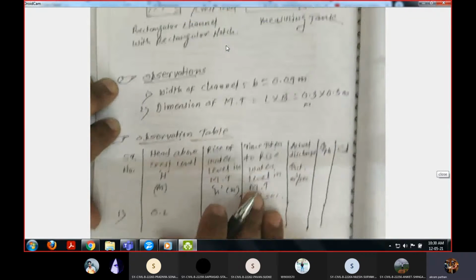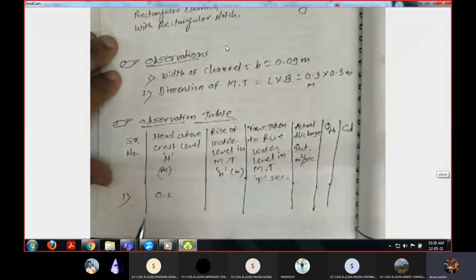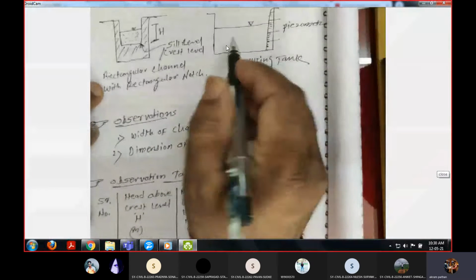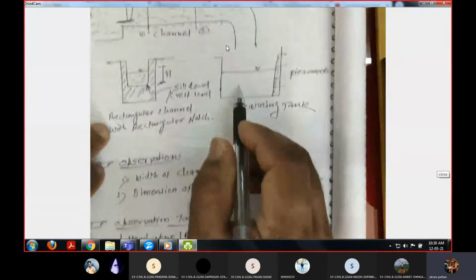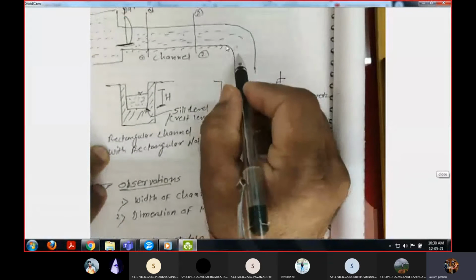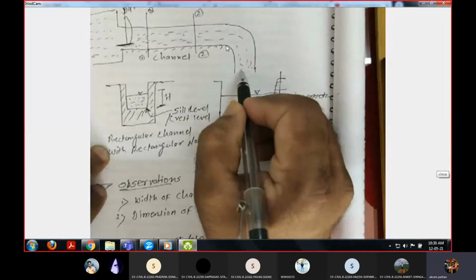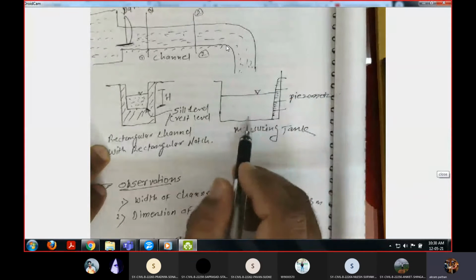Okay. Now once the head above the crest level we got, then we have to measure the time taken to rise the water level in the measuring tank also. आता इथं काय होईल, now what is happening, the water is coming in the measuring tank.